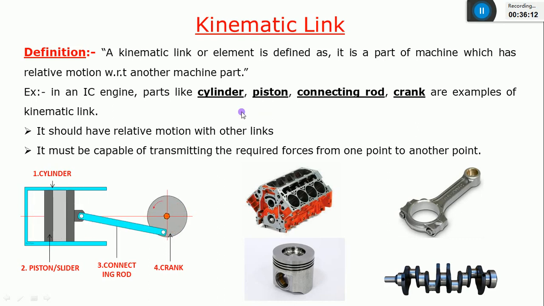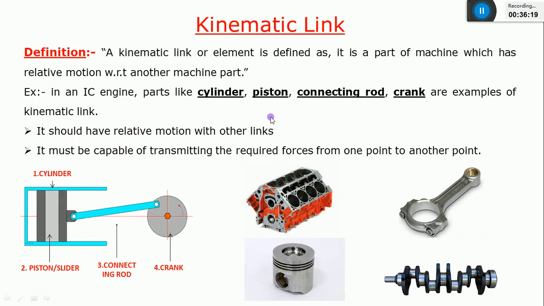And what are the conditions? If you want to call these 4 parts as a kinematic link, there should be some conditions. What are those conditions? First one is it should have relative motion with other links. It means both the links which are connected should not be fixed. At least one of them should be moving. Then only you can transfer the force. If all the links are fixed, then you cannot transfer the force from this point to this point. It means the first condition is it should have relative motion with other links.